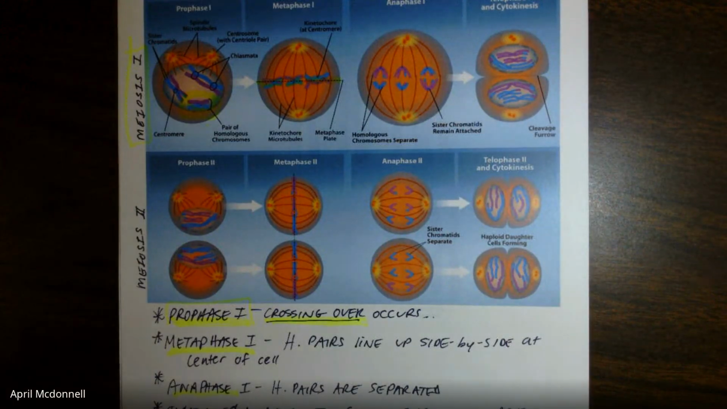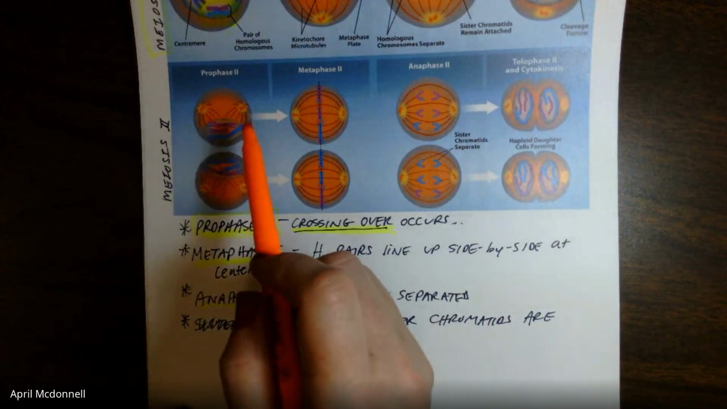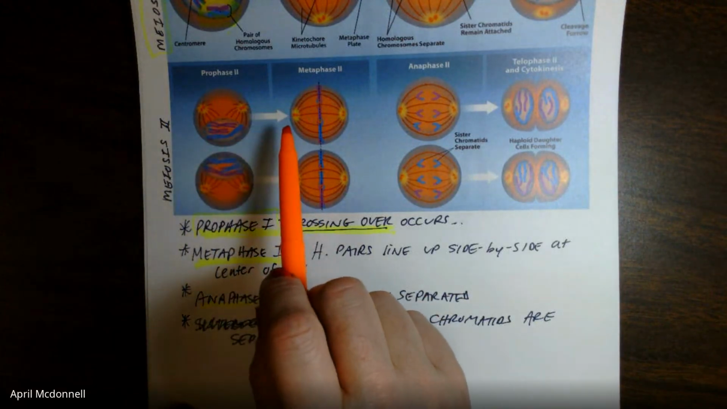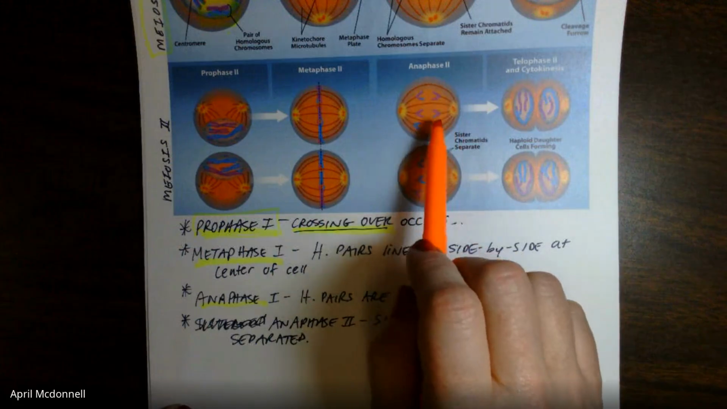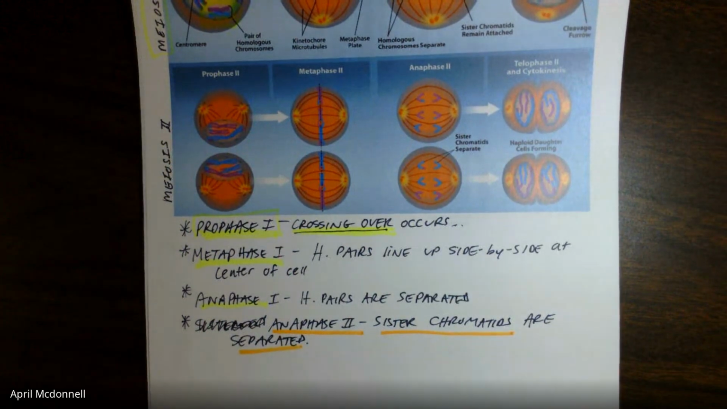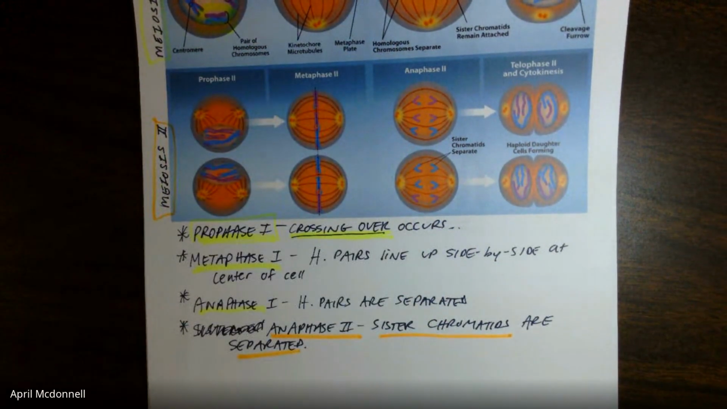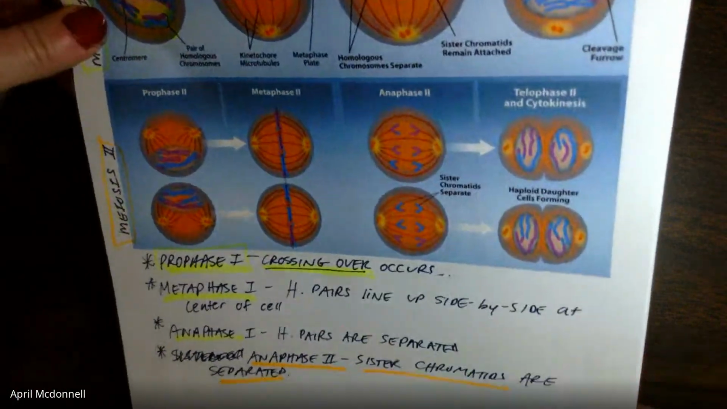Let's go ahead and look at meiosis 2 activities. So here are the 2 cells that are produced from meiosis 1. The chromosomes are going to line up at the center during metaphase 2, and the sister chromatids are going to be separated during anaphase 2. Those are just some events highlighted in each of these stages of meiosis. You will want to make sure you understand this because you are going to be building chromosomes and simulating these stages of meiosis in lab.